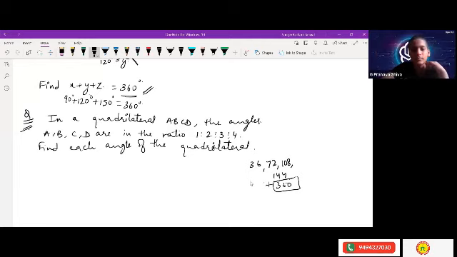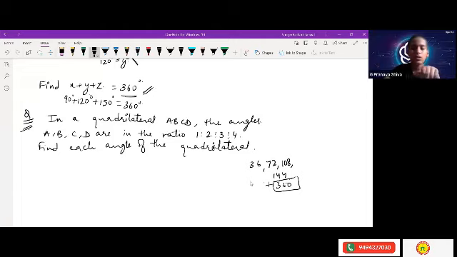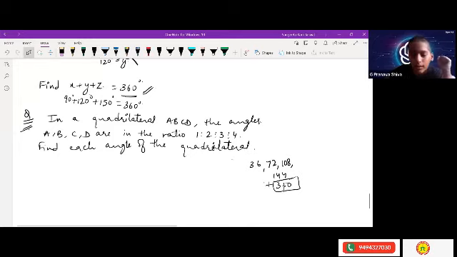Okay, ma'am. First, we should add 1 plus 2 plus 3 plus 4, so we will get 10. Then we should take 1 by 10 times 360. That gives 36, so the first angle will be 36 degrees. Likewise, we do all four angles: 2 by 10 of 360, 3 by 10 of 360, 4 by 10 of 360. If we add all the angles together, we will get 360.